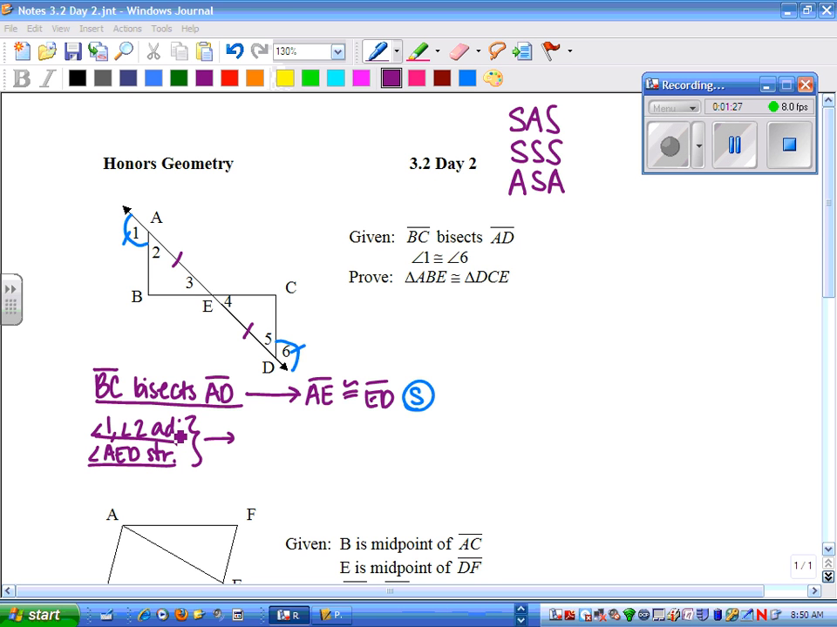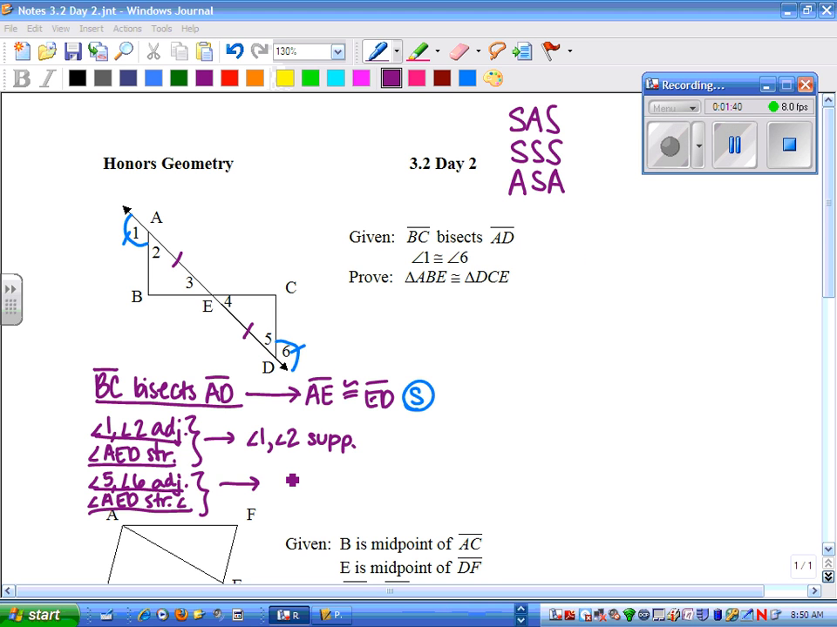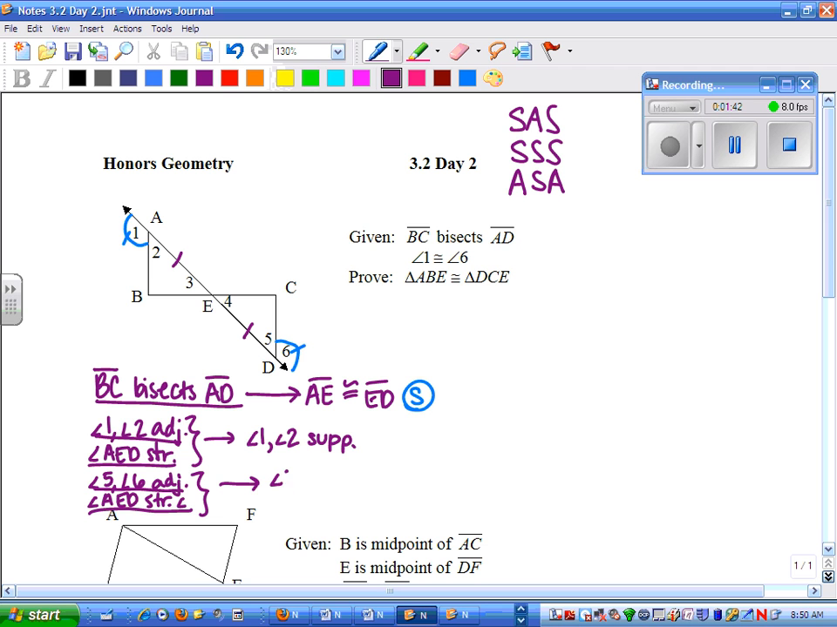Okay, again, knowing that 1 and 2 are adjacent and AED is a straight angle, I can say angle 1 and angle 2 are supplementary. I can do the same exact thing for 5 and 6. Go ahead and write that down. Okay, so now I know that angle 5 and angle 6 are supplementary. Okay, so we have two sups. I'm going to now use my given. Angle 1 is congruent to angle 6.